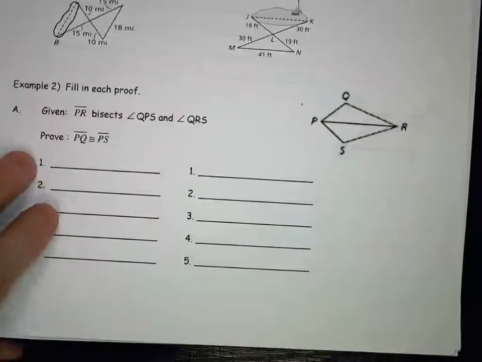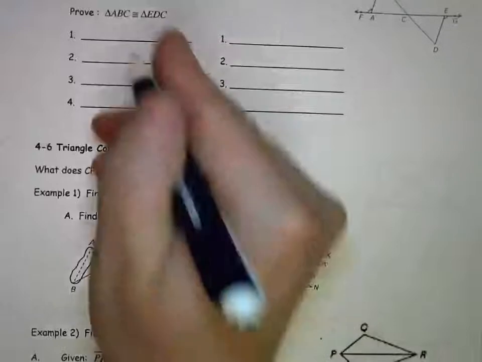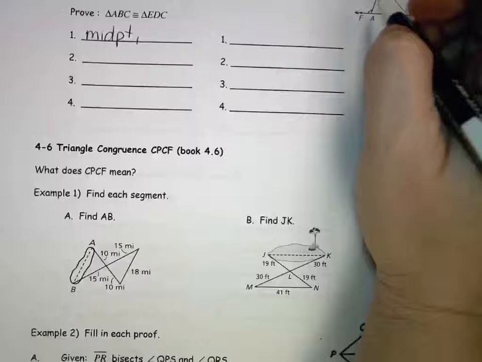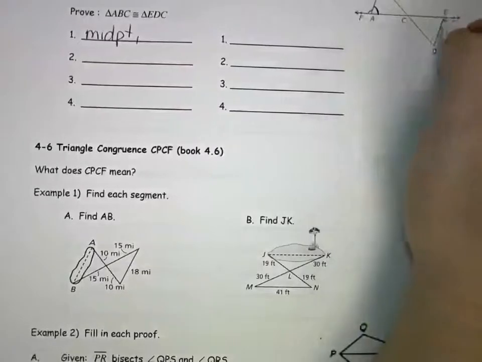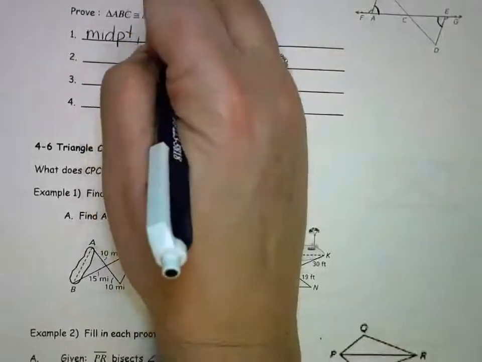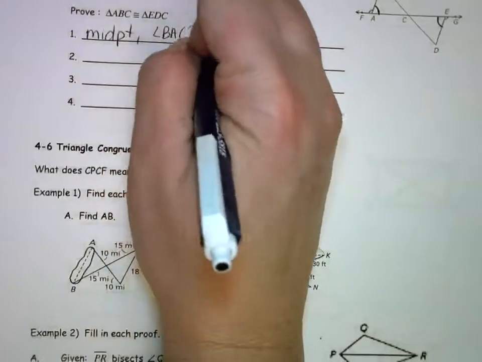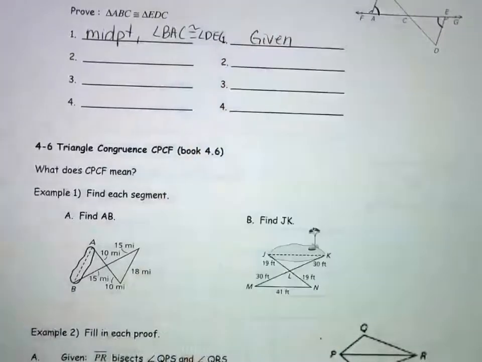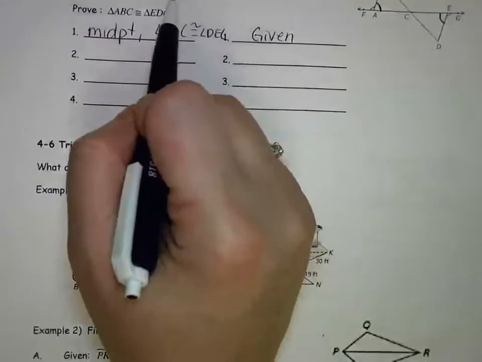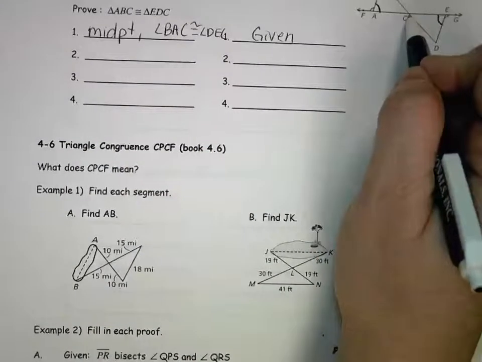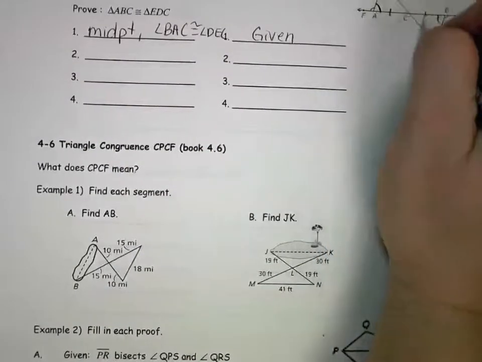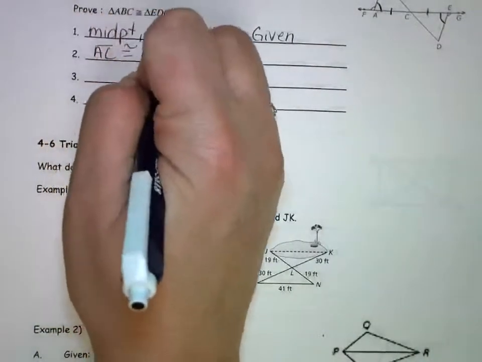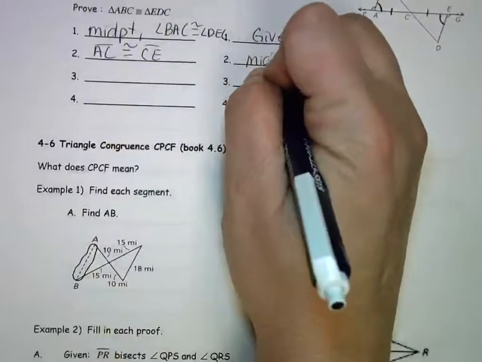And we have one more proof at the top of the next page. We have a midpoint, which is a nice hint for us. And then BAC is congruent to DEC. And that is our given. Since we have midpoint, let's use that. C is the midpoint of AE. So we can say AC is congruent to CE by the definition of midpoint.